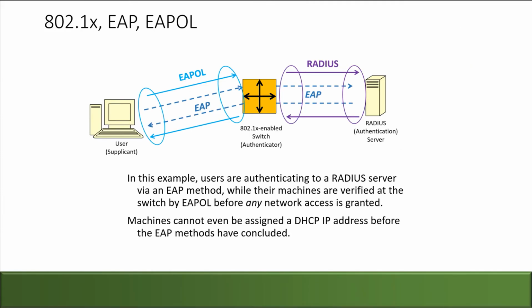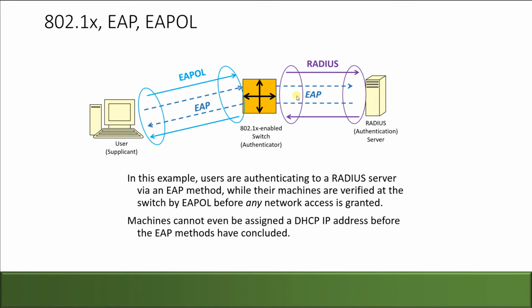So this is kind of what's going on here. You've got the supplicant, which is the user, whether it be the actual person or the device itself. It's going to send its credentials to the authenticator. Most of the time this would be the switch. The switch is going to forward those credentials over to the RADIUS server, and basically it's going to use RADIUS.